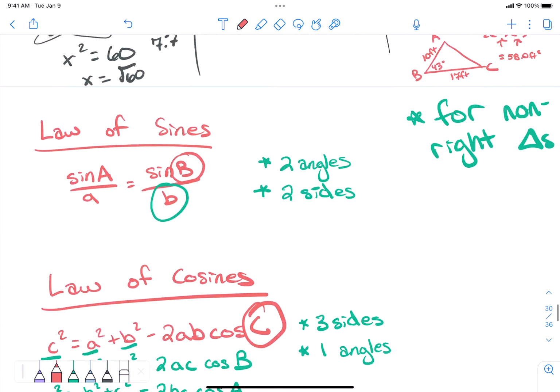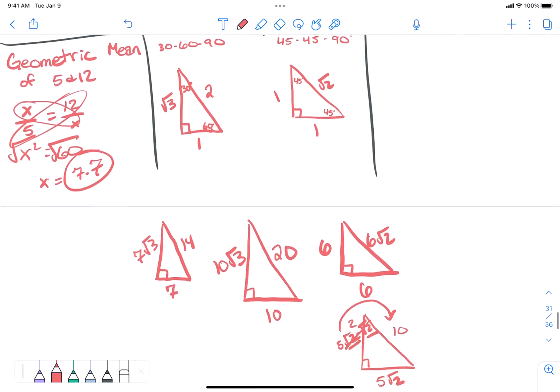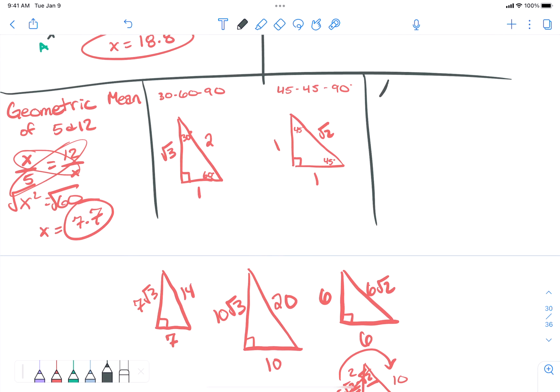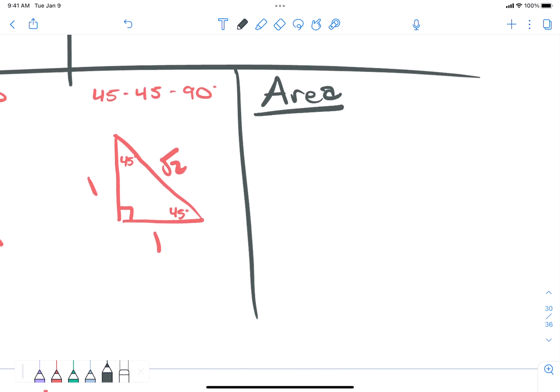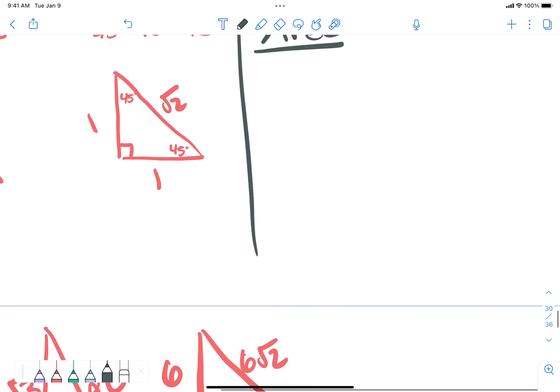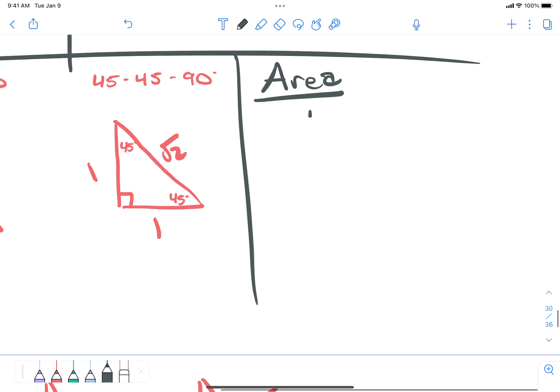And the one other thing, I forget what I put in the bottom right corner. Oh, area. When I ask you for the area of a triangle, that is like a gross one. Okay. The formula for area is 1/2 bc sine of A. Do you remember that? We use the sine formula for finding area.